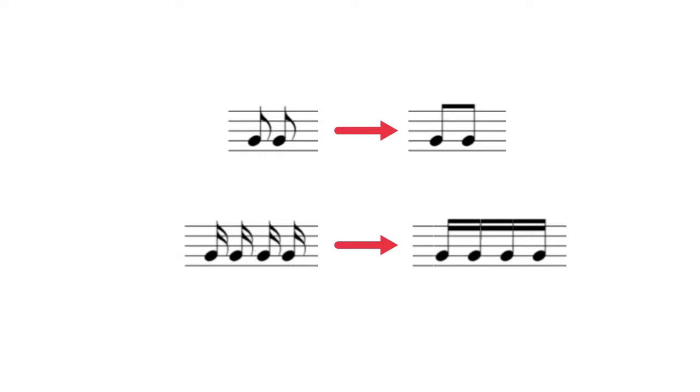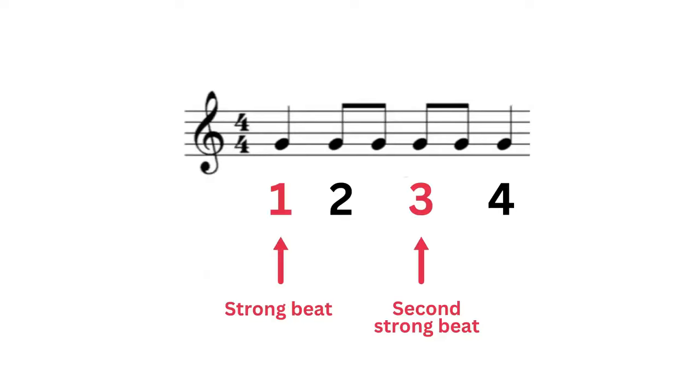It's important to note that beams should be used to group notes that are played within the same beat, usually to make the beat unit obvious. If the notes are played over different beats, then we should use separate beams or simply write the notes separately. Beams cannot cross the bar lines.